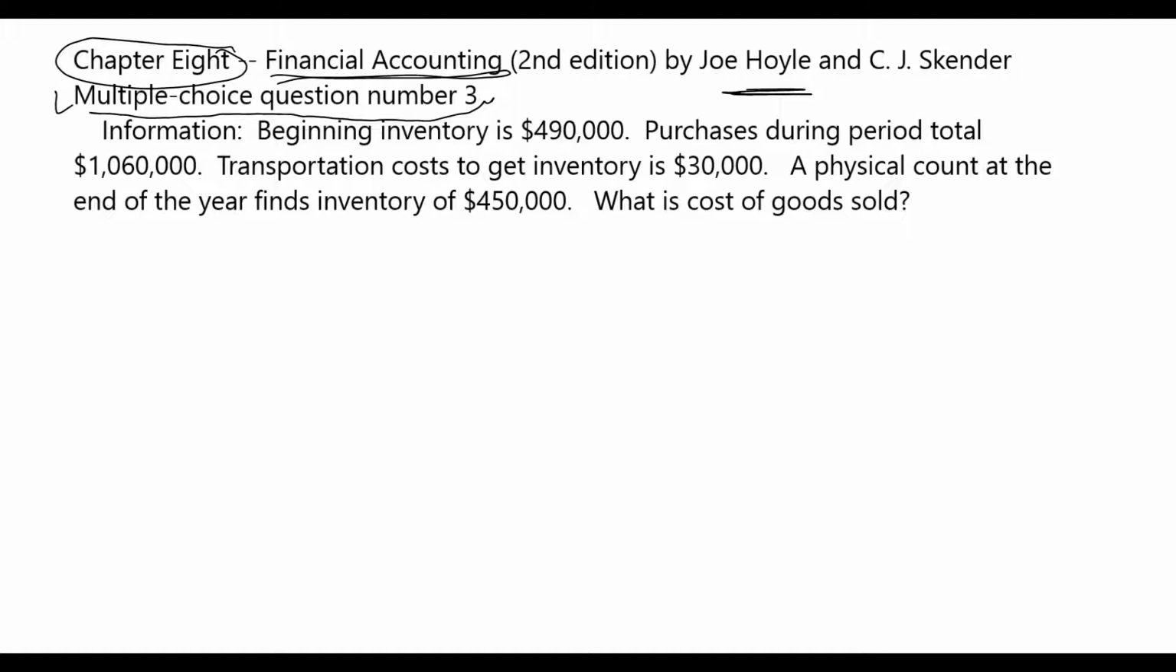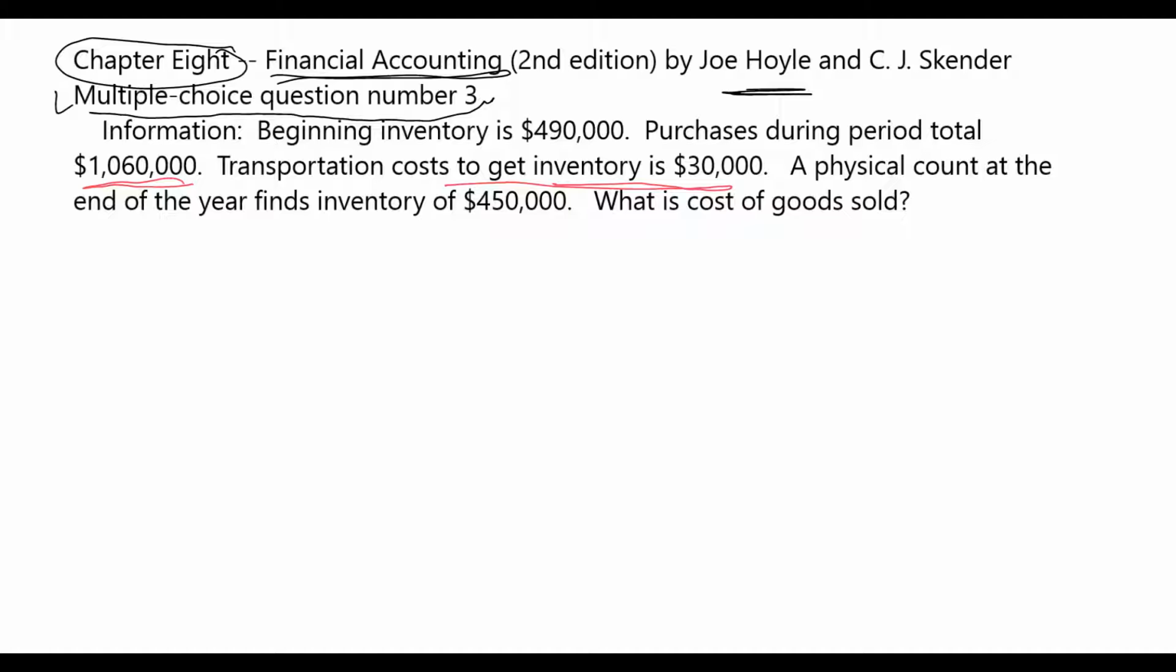The company has information. It appears that they're using a periodic system. The way I know they're using a periodic system is they're keeping a separate cost for the purchases and a separate cost for the transportation cost. So I'm assuming they're using a periodic system. So we're going to compute cost of goods sold this way.